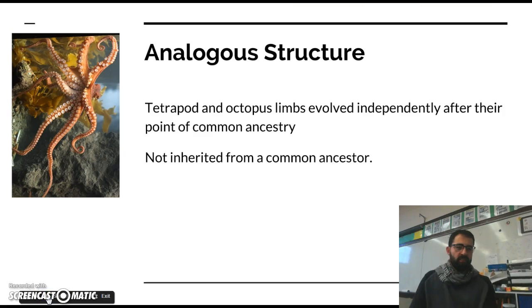This means they're analogous structures. They serve similar functions. They help us move around and manipulate our environment, but they evolved after a point of common ancestry. So this is what we mean by analogous structure. We use them for similar things, but we don't inherit them from a common ancestor.